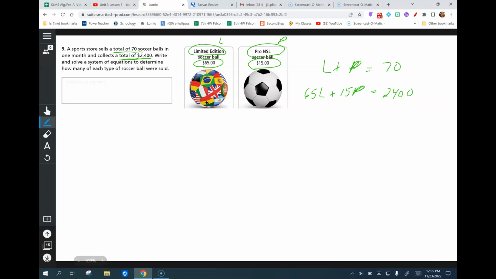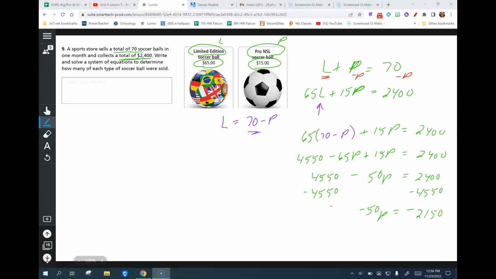Okay, so now we're going to solve for a variable. Again, choose a variable. It doesn't matter which one you decide, but we're going to have to choose one. I'm going to choose to solve for L, so I'm going to subtract P. Okay? So I have my equation of L is equal to 70 minus P. I'm going to take this and plug it in for L. I'd like you to try this one on your own.